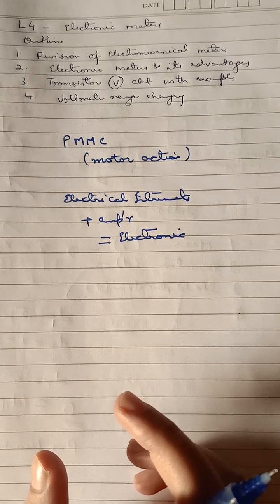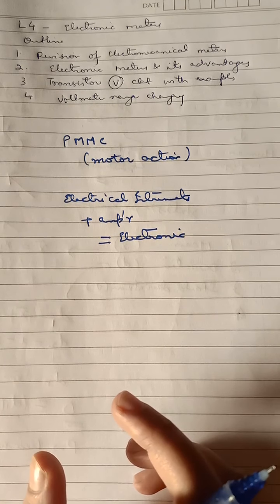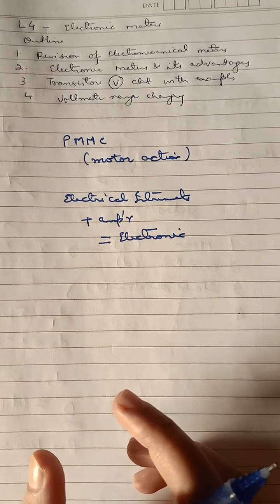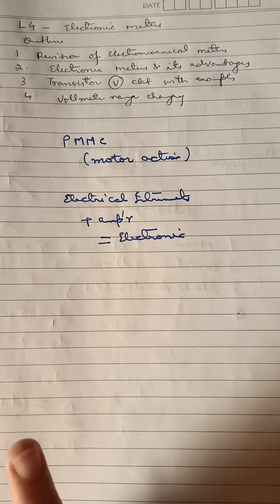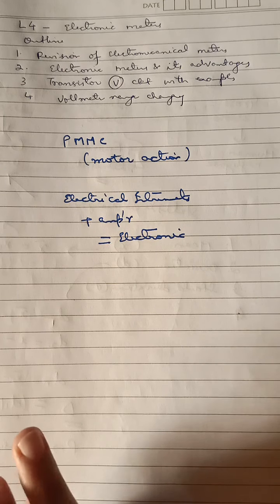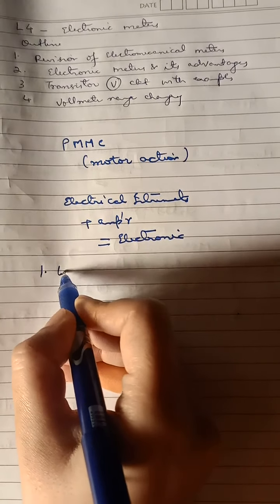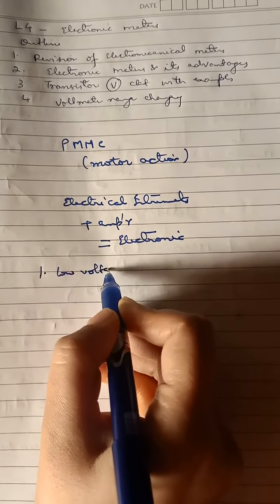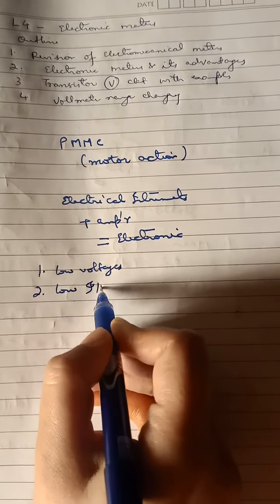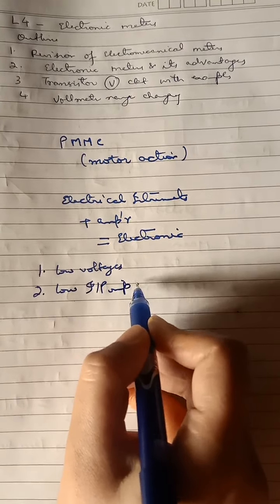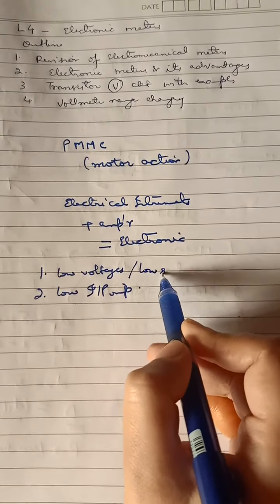So these two things forced the scientists to devise another type of device, which are electronic instruments. So to overcome these two disadvantages, what are the two disadvantages? One is about low voltages, and second is about low input impedance. Or we can also say low sensitivity.